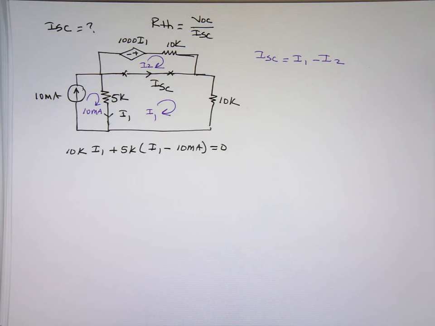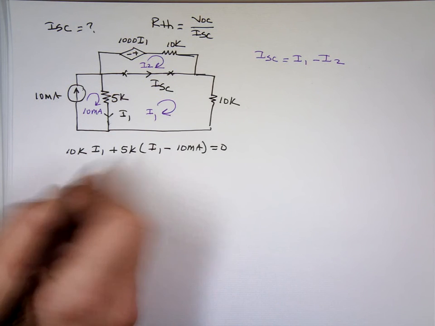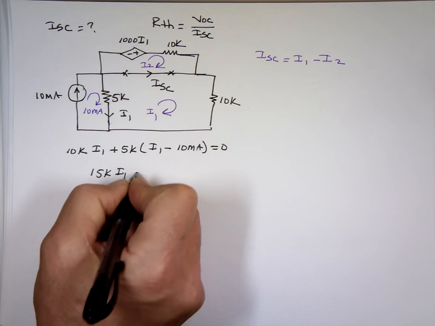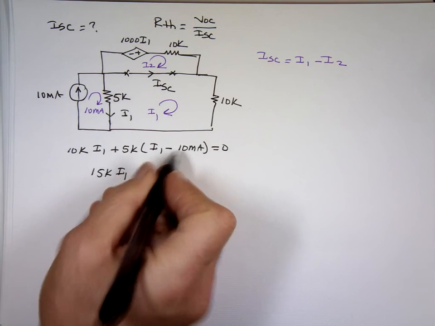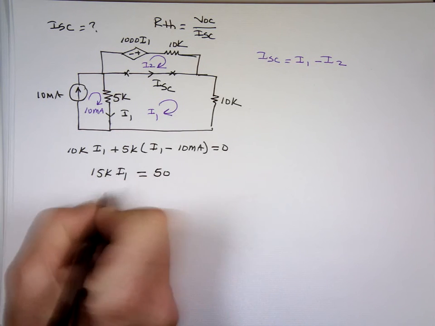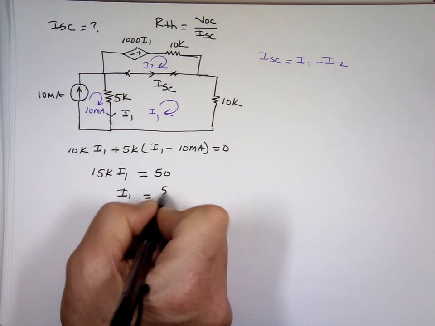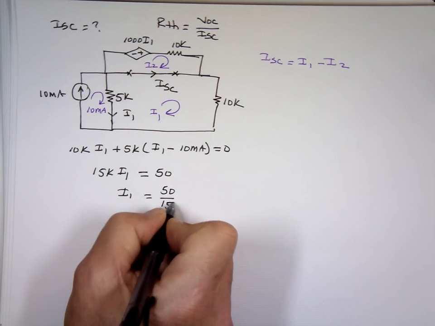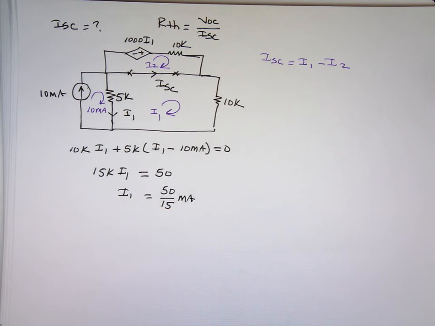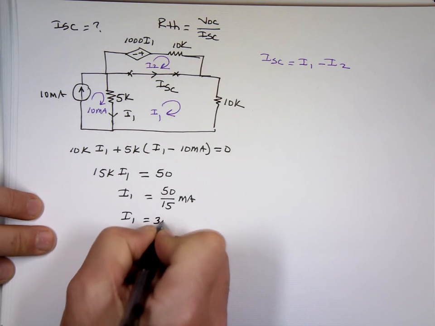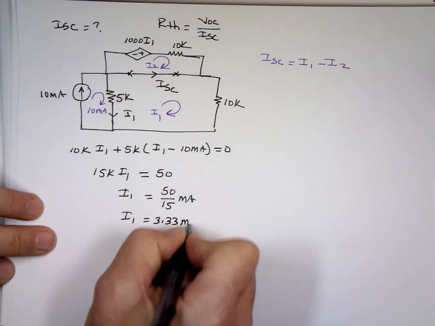10K and 5K, that's what? 15K I sub 1 equals 5 times 10, 50. What's I sub 1? 50 over 15 milliamp. 50 divided by 15, 3.33.